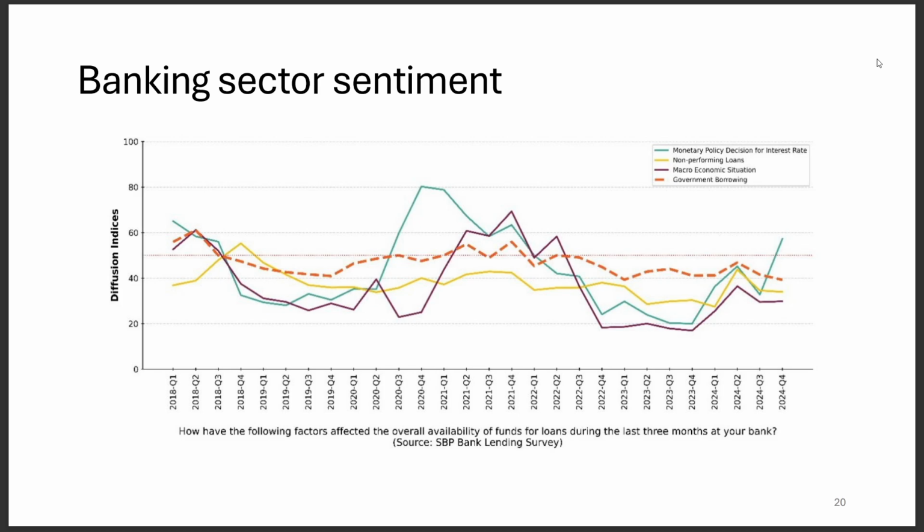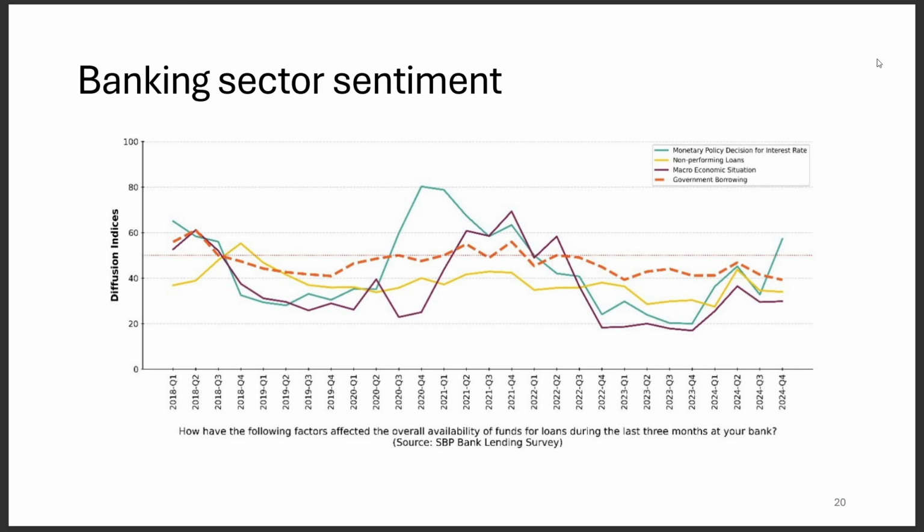bank lending survey, and this is a very specific question from the people who are surveyed. How have the following factors affected the overall availability of funds for loans during the last 3 months at your bank? And so yes, there's a certain negative sentiment around government borrowing, which is the dotted orange line, but then you look at these other 3 solid lines, which are non-performing loans, macroeconomic situation, and the policy decision for the interest rate. And for a lot of this time period post 2018, you see the other 3 lines are further down in the negative region than government borrowing.